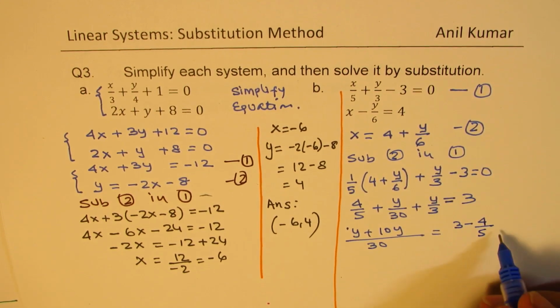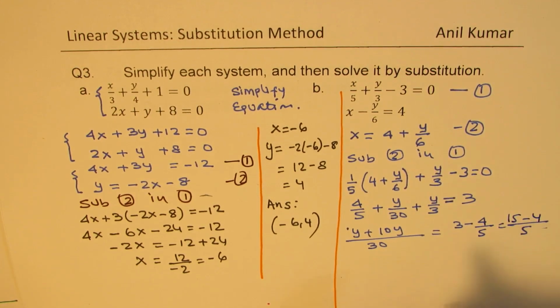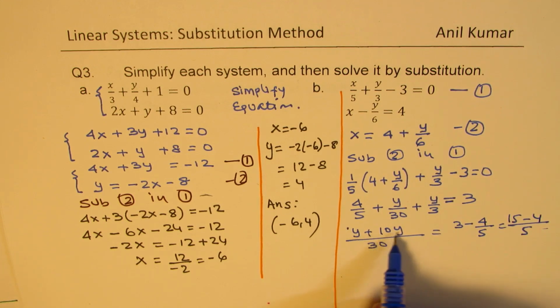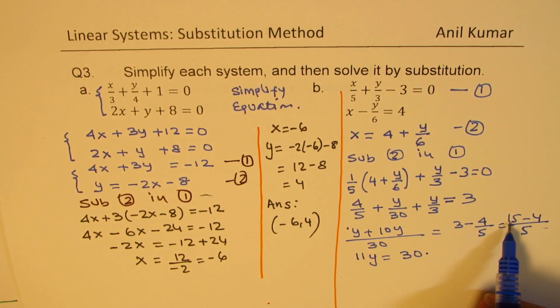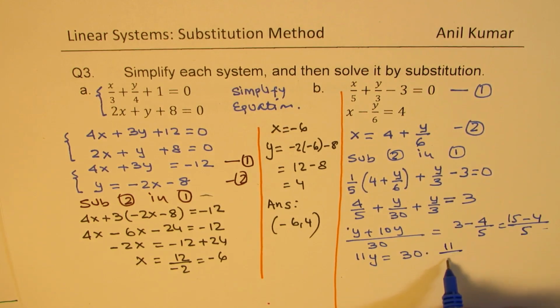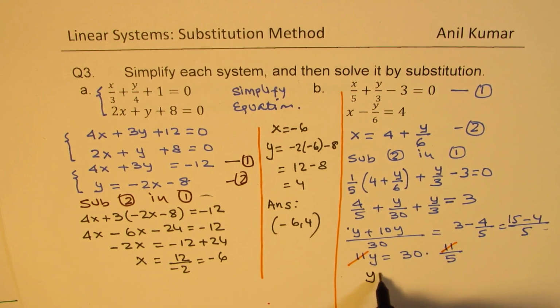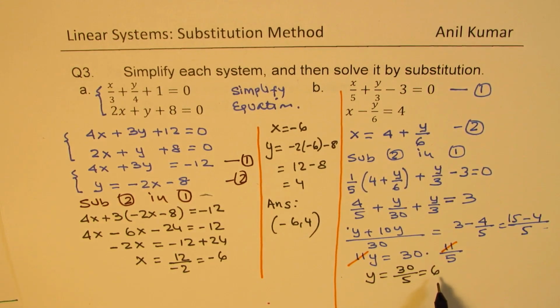Since the space is lesser, we'll just do this here itself. 5, we have 15 minus 4. So we get here y plus 10y is 11y, right? So 11y is equal to 30, will cross multiply, times 15 minus 4 is 11, right? So 11 over 5. Is that clear to you? So 11 and 11 cancel, and we get the value of y as equal to 30 divided by 5, which is 6. So slightly more complicated than what we wanted it to be.